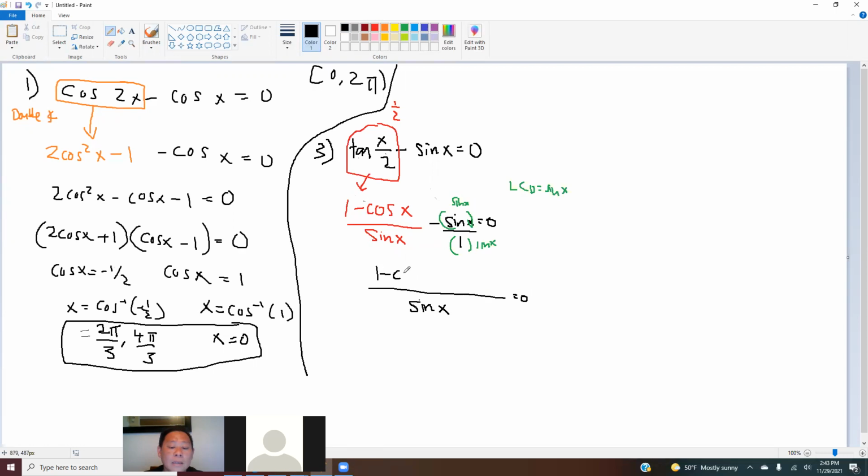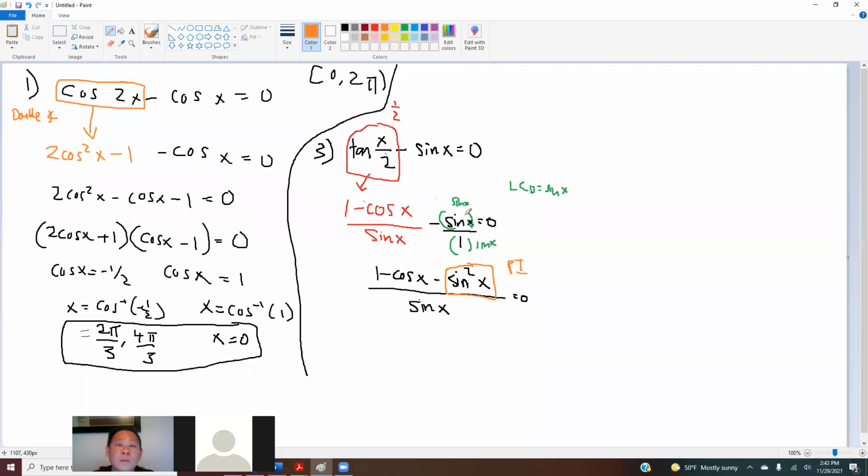And we got 1 minus cosine x minus sine square x, because sine x and sine x is sine square x. Now, if you look at the top one, they're mismatching. The reason why I say mismatching is because they're all cosine and sine. So what we need to do is transform this into cosine using the Pythagorean identity. So in this case, this will become 1 minus cosine square x.